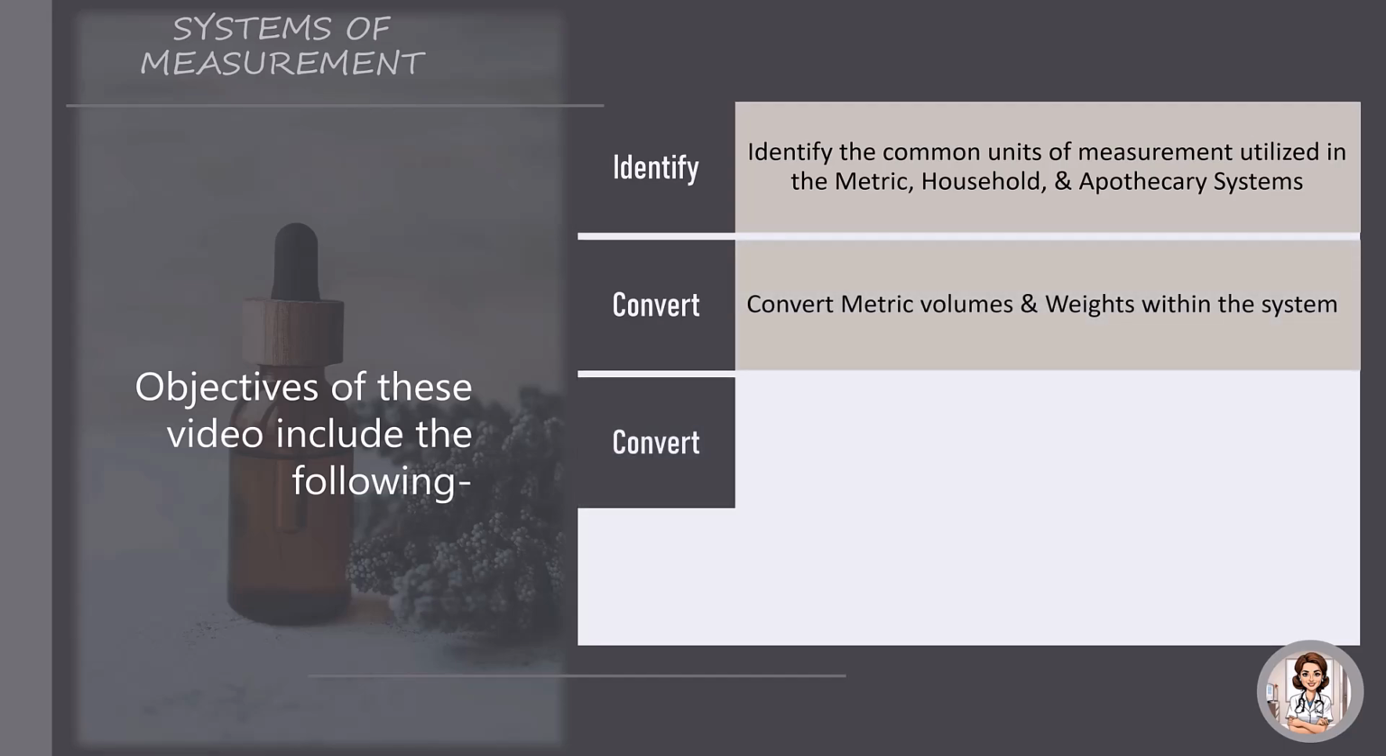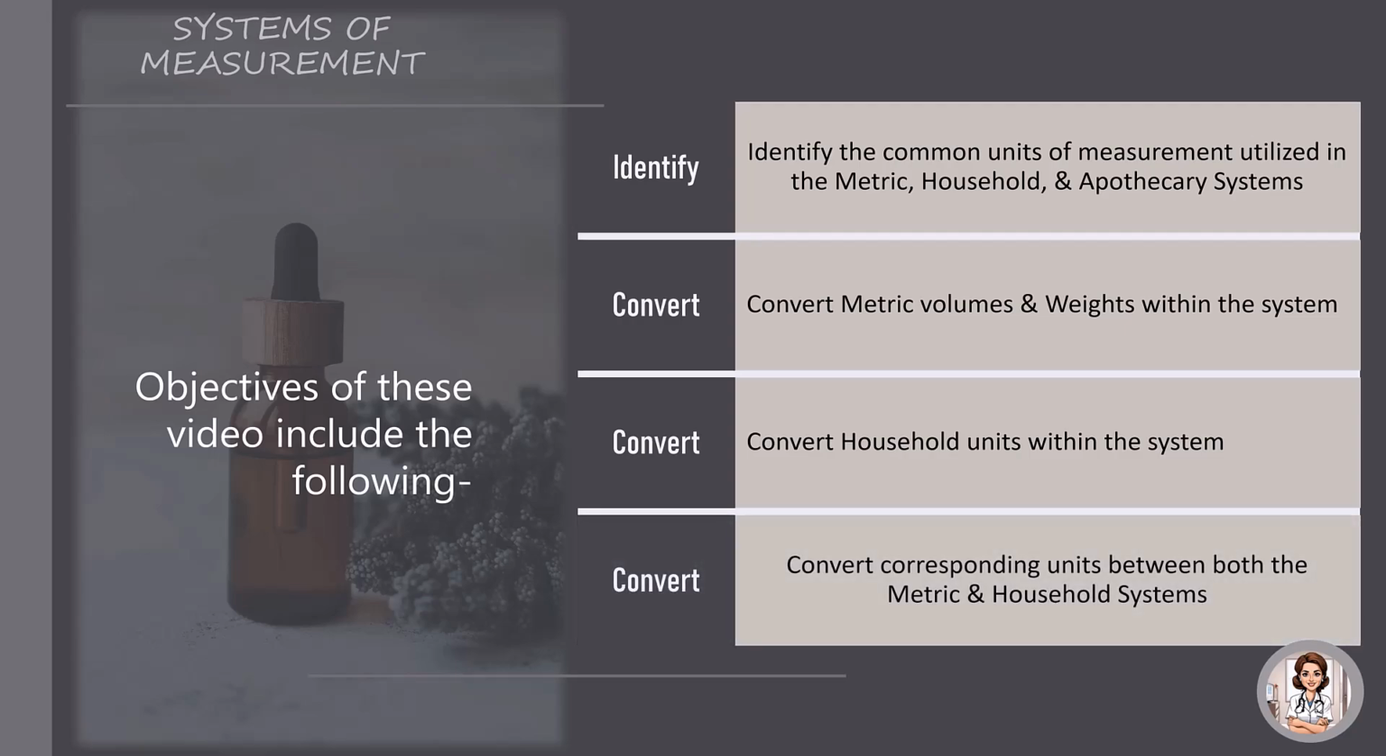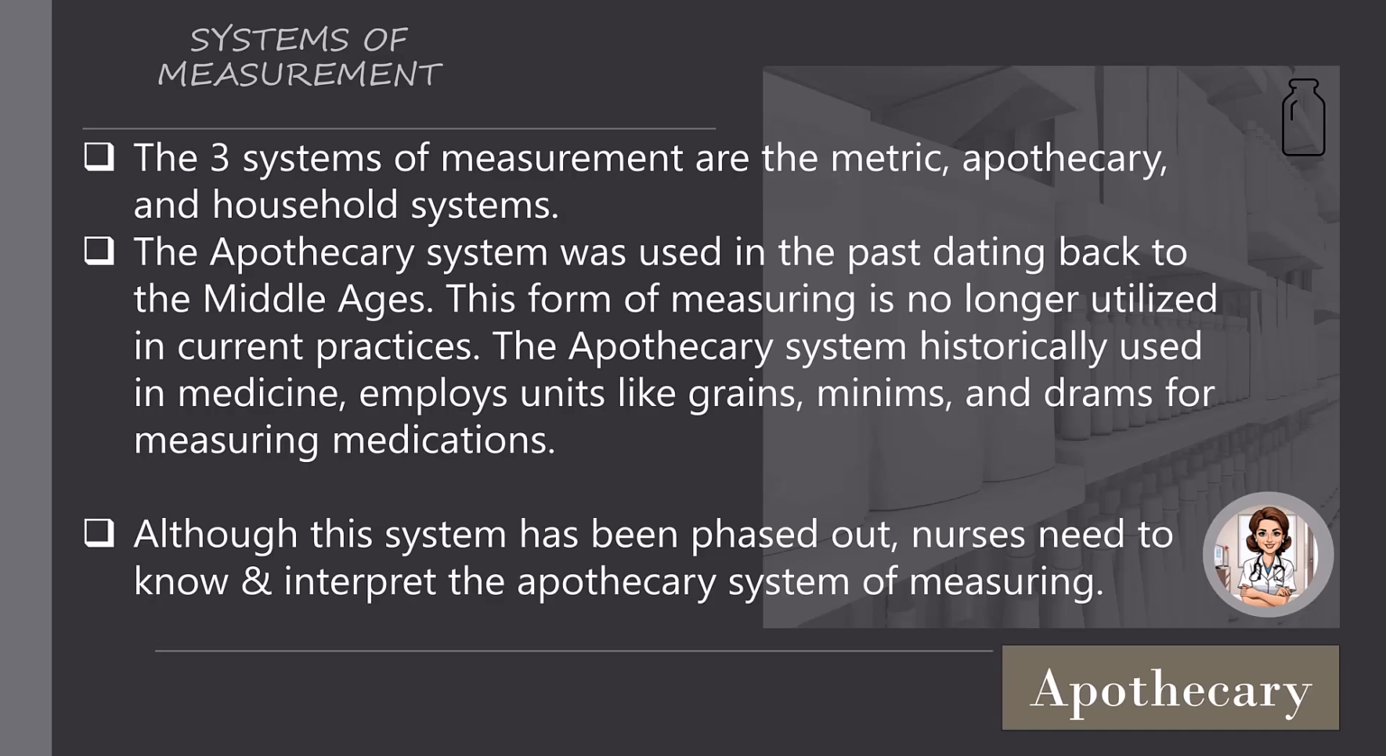Objectives of this presentation will include identifying common units of measurement, converting to metric volumes and weights, converting household units, and converting corresponding units between both metric and household systems. There are three systems of measurement: metric, apothecary, and household. The apothecary system was used in the past dating back to the Middle Ages.